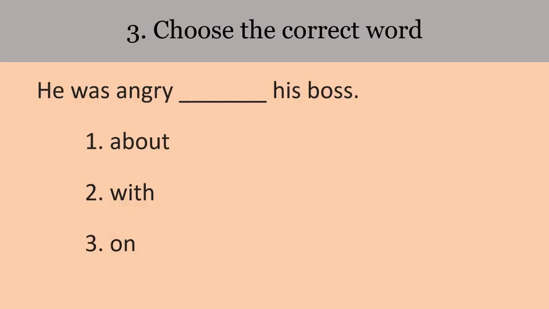This is the third question. You need to choose the correct word to fill this blank. There are 3 choices given to you. 1, 2 and 3. He was angry dash his boss. In this space you have to fill about, with, or on. You have to choose any one of these three.